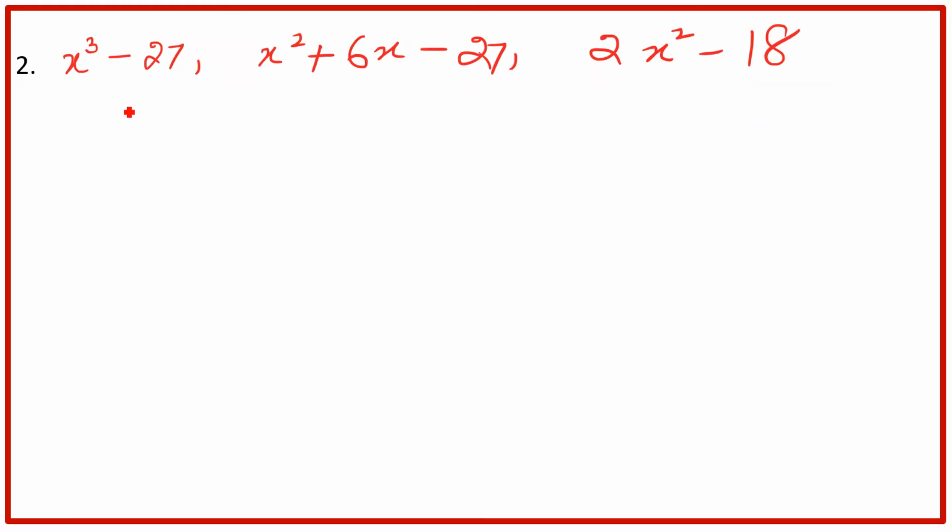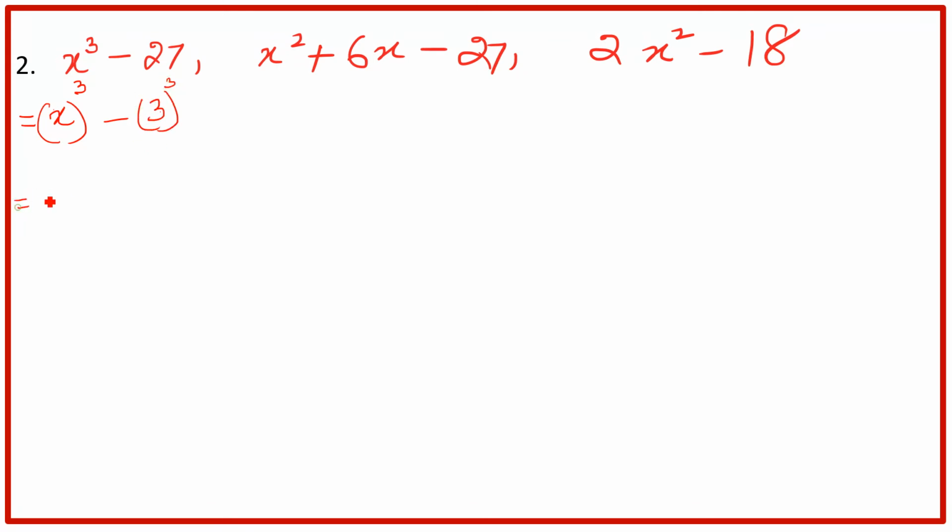Second question is x cube minus 27, and then x square plus 6x minus 27, and 2x square minus 18. Right, so here we have to solve this. We have to make the factorization of these three. At the end we will find out what is common among these three. So the first one is x cube minus 27. Here you should know the formulas, and formulas again we have discussed in the last chapter of factorization. So this is the cube of the first term minus the cube of the second term.